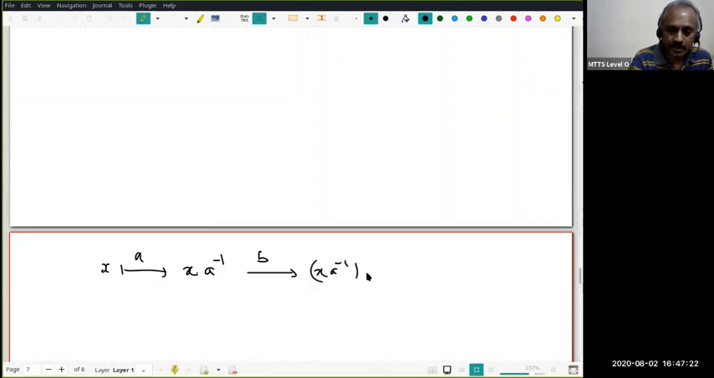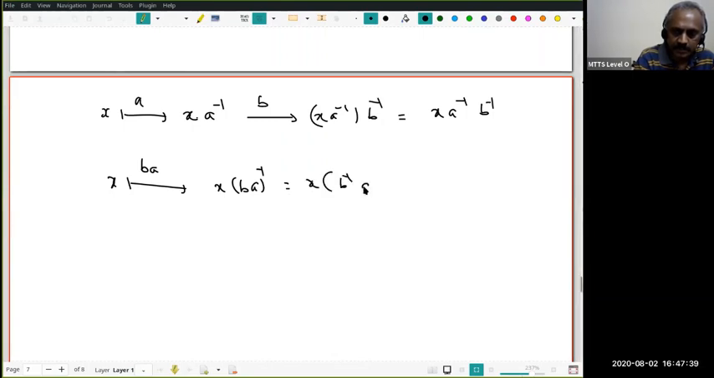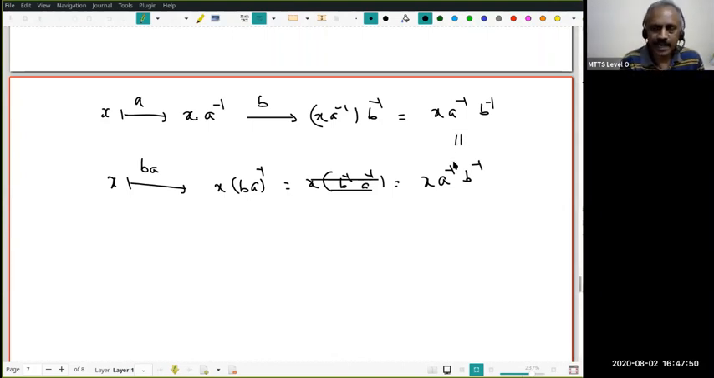x A inverse, B inverse. Under AB, where will it go to? Sorry, under BA, where will it go to? It will go to x into BA inverse, which is x into B inverse, A inverse. Sorry, x into A inverse, B inverse. They are equal. Therefore, right action has to be defined carefully. You appreciate this? Take some time, pause, review, and then proceed.